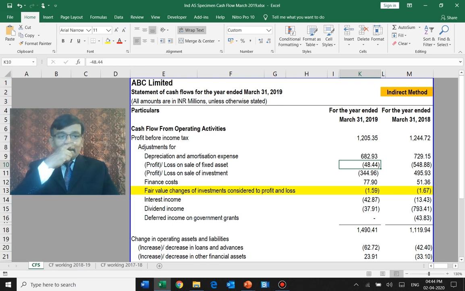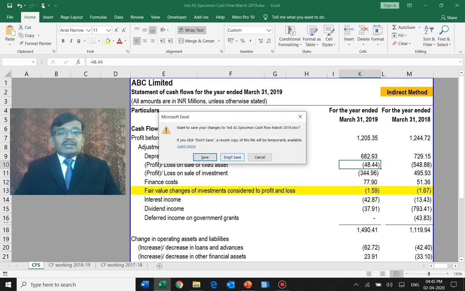If you are a student, preparing this type of working will help you. If you are from the industry and you are preparing the financial statement, and the cash flow statement is part of the financial statement, you have to prepare this with a lot of working. It's always better to have this type of template model, which will help you understand this in a simple method, and it also provides a very good audit trail.